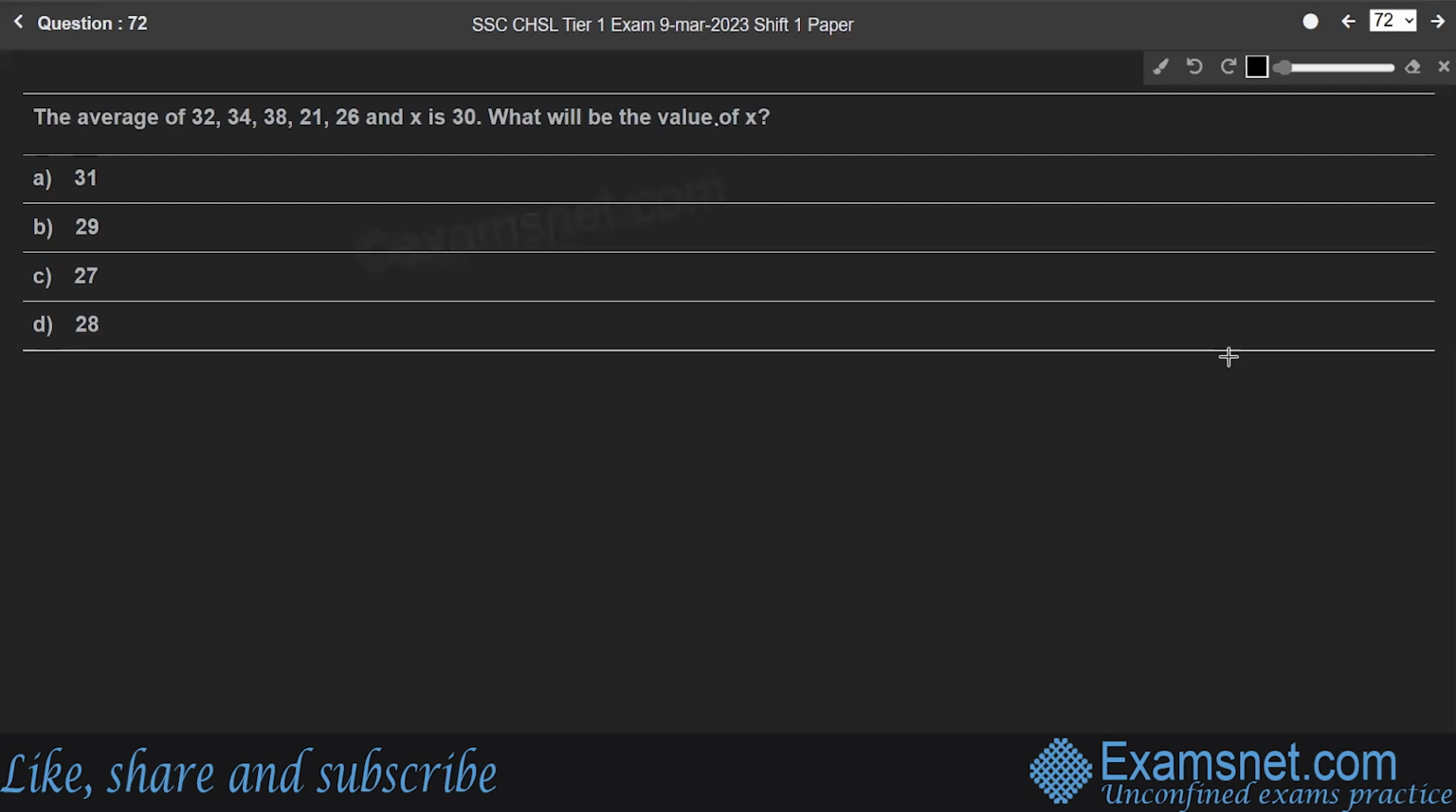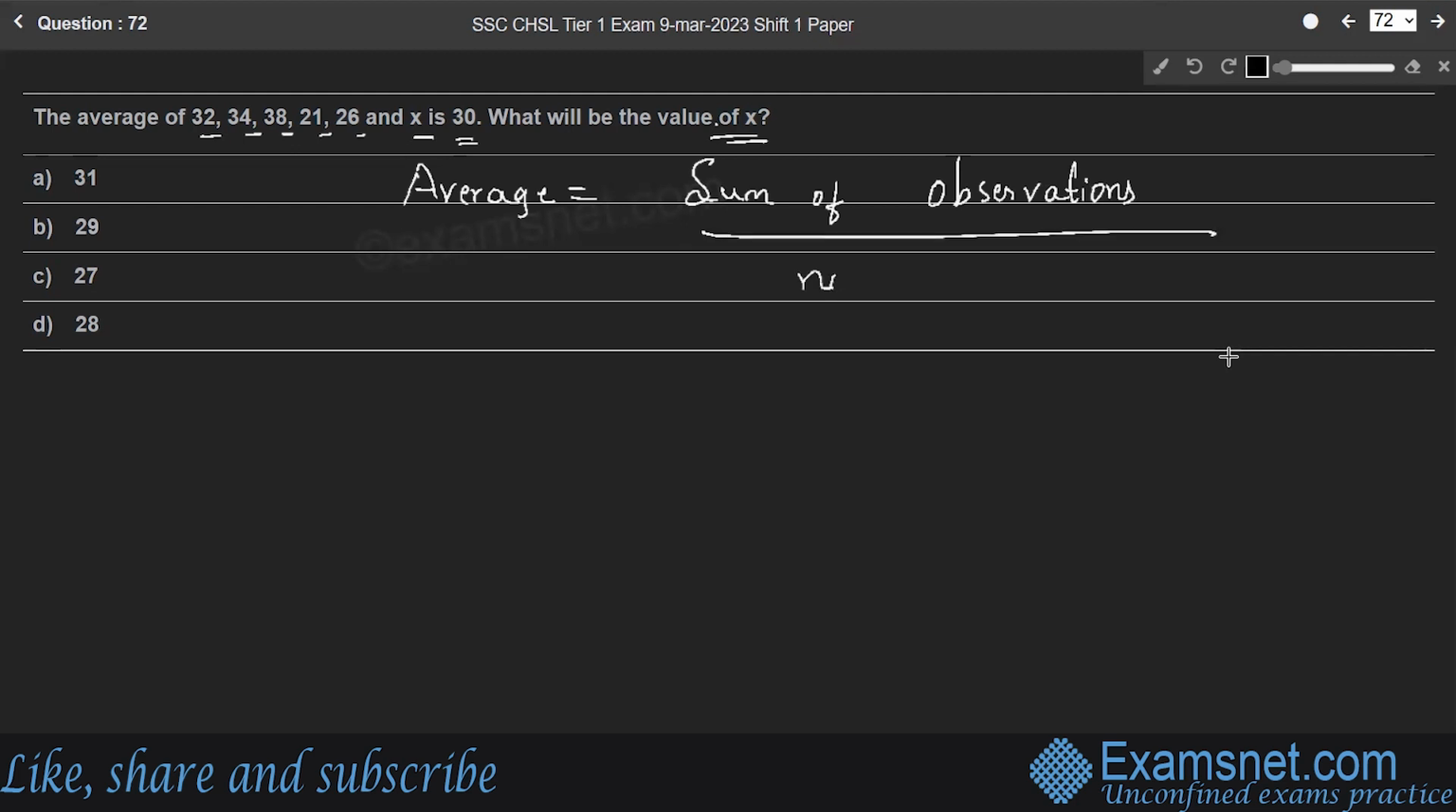Question 72. The average of 32, 34, 38, 21, 26 and x is 30. What will be the value of x? So let us consider the formula for average. Average is equal to sum of the observations divided by number of observations. So there are 1, 2, 3, 4, 5 and the 6th observation is x, so 6 observations. Therefore, number of observations is equal to 6.